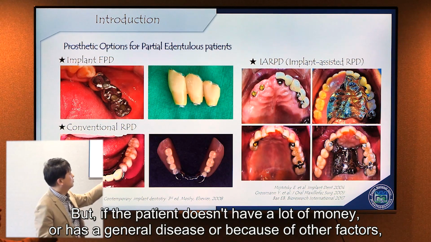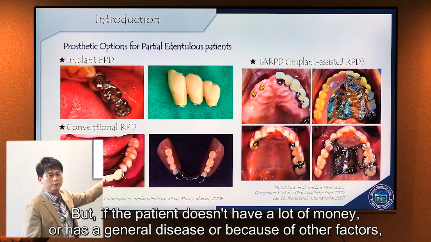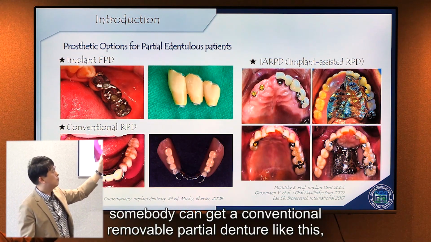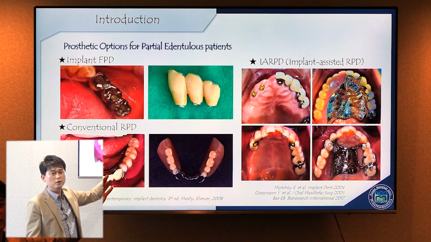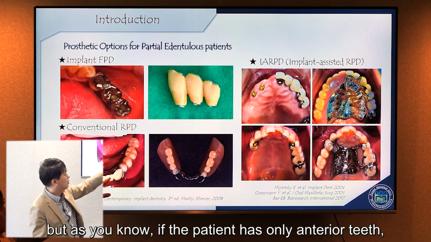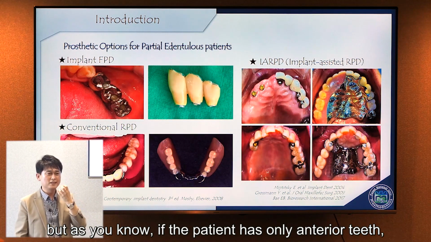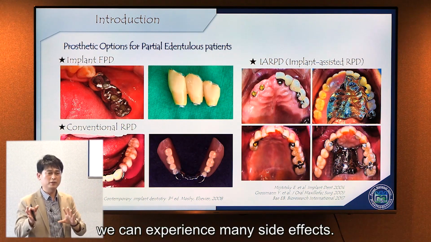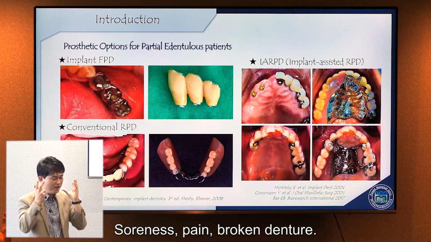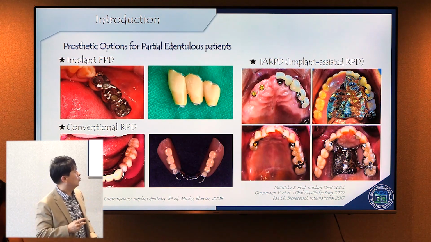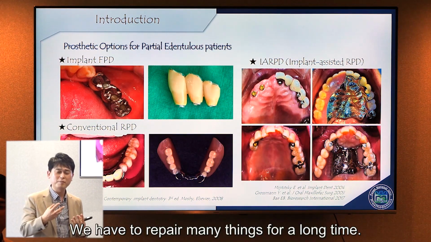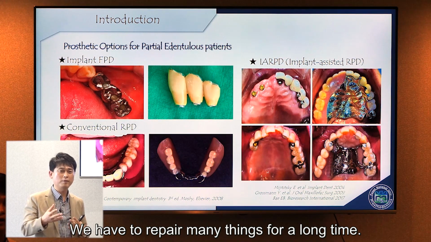But the patient may not have enough money, or the patient has a general disease, or other factors, so somebody can get the conventional removable partial denture like this. But as you know, if the patient has only anterior teeth, we can see many side effects: soreness, pain, breakage. Anyway, we have to repair many things for a long time.